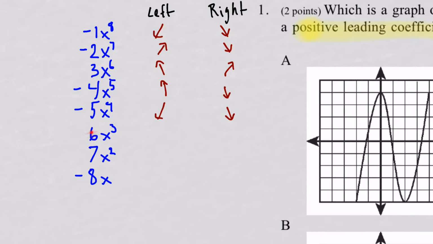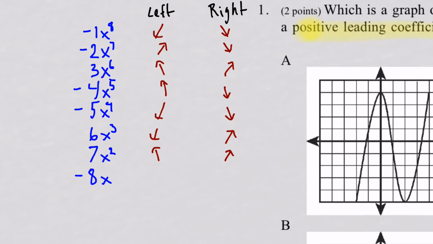Alright, keep going. Positive, that means up on the right side. Odd, that means they're not the same. They have to be opposite. So if that one's up, this one must be down. Last two. Positive, that means up on the right side. Power is even, which means that they have to be the same. So this must be up on the left side as well. There you go. You should be now understanding the pattern here.